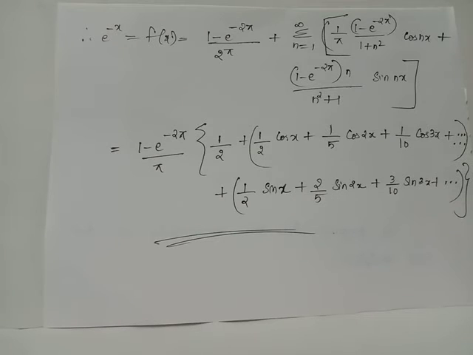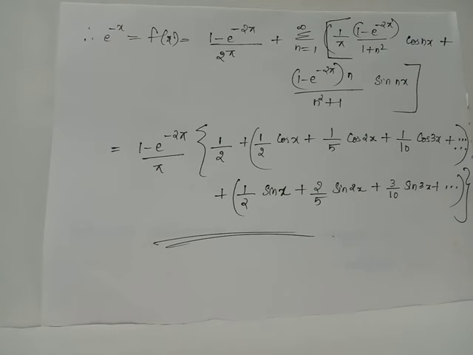Having obtained a naught, a n and b n, we can write Fourier series representation for f of x equals e raised to minus x written as a naught by 2 plus summation n ranges from 1 to infinity an cos nx plus bn sin nx, where we have obtained a naught by 2 as 1 minus e raised to minus 2 pi divided by 2 pi. An and bn were obtained in this expression.